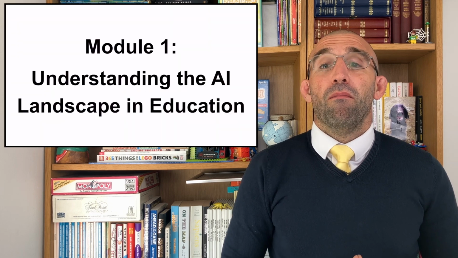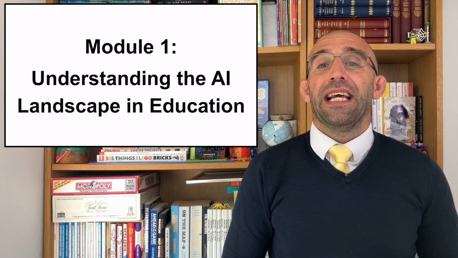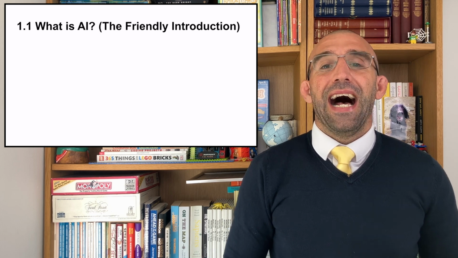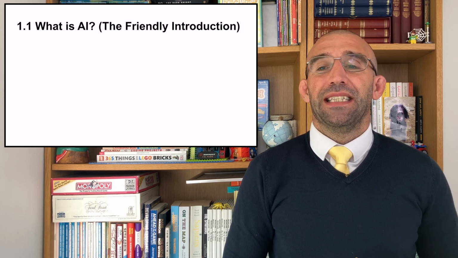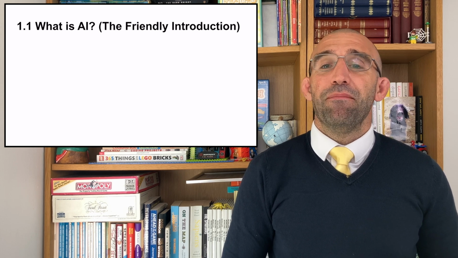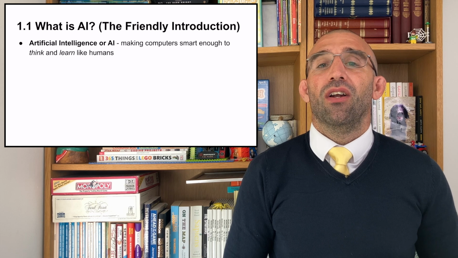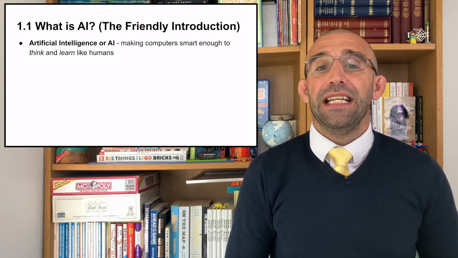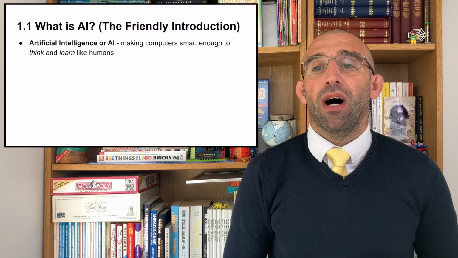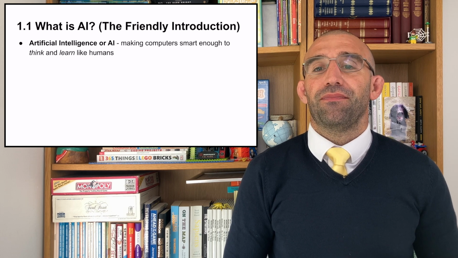Module 1, understanding the AI landscape in education. At its core, artificial intelligence or AI is simply about making computers smart enough to think and learn like humans, or at least perform tasks that usually require human intelligence.